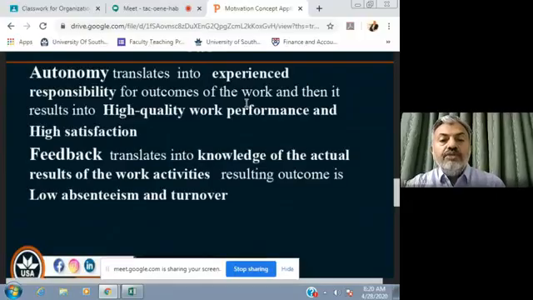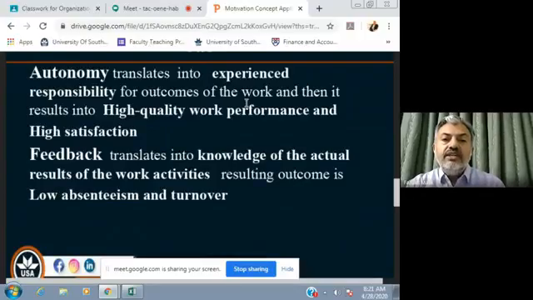So autonomy translates into experienced responsibility for outcomes of the work, and then it results in high quality work performance and high satisfaction. Since you are doing that work on your own, you produce high quality work performance, and you are highly satisfied that I did it myself. I designed the way I wanted to do it, and I scheduled my work according to my own wishes. So you have high satisfaction.